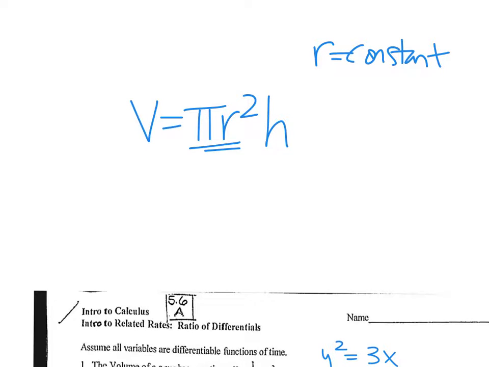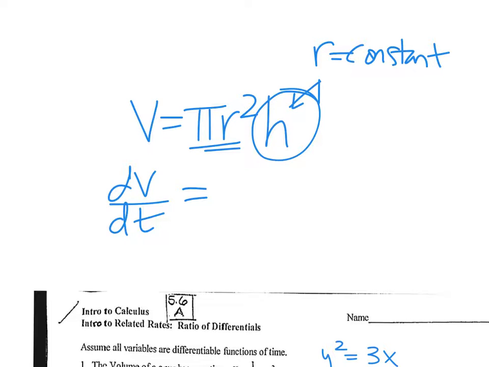Think of it as 10 or 5 or whatever. So I'm taking the derivative of h, but I'm not doing dv dh. This is not y and x. Well, it is y and x, but I'm not taking the derivative with respect to x or h. I'm doing it with respect to time, t. So when I take the derivative of v, I have dv dt.